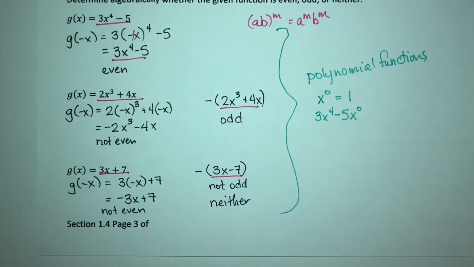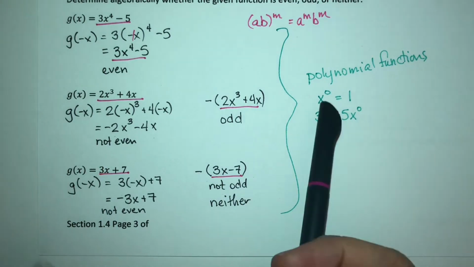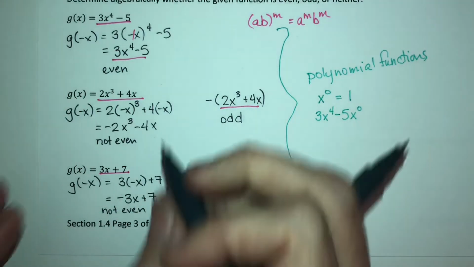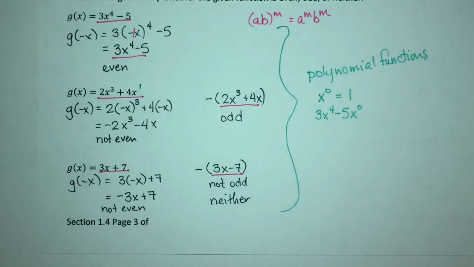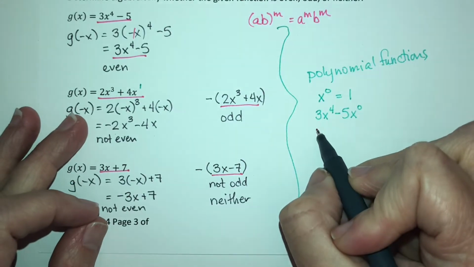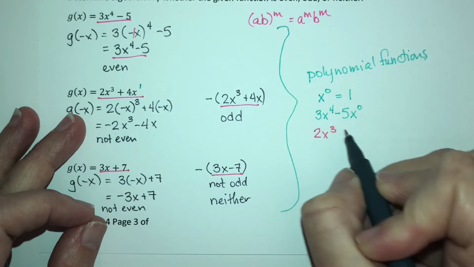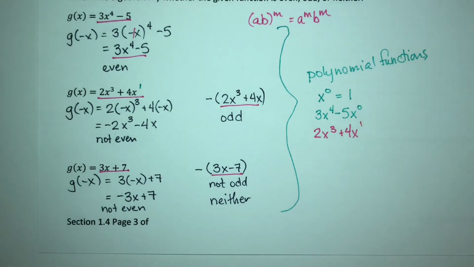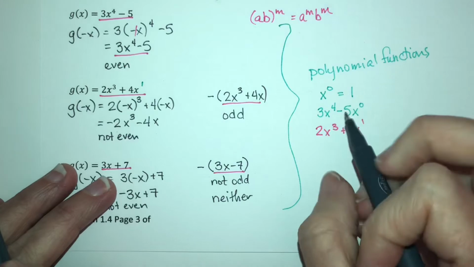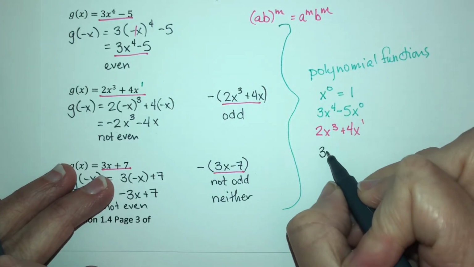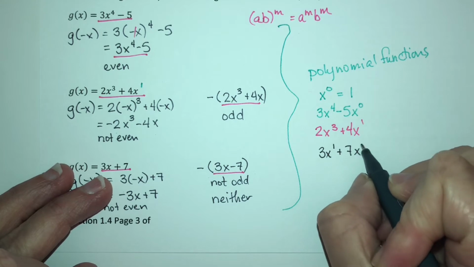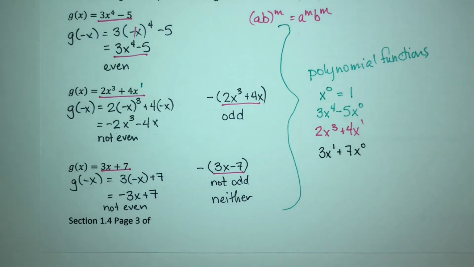Okay. And then right here, I could write it like this. On this one, if I wanted to, I can put a first power there, and that would be 2x cubed plus 4x to the first power. And then right here, this is the same as 3x to the first power plus 7x to the 0. Now, I know you won't need to write all that out, but it's just for reference at this point.